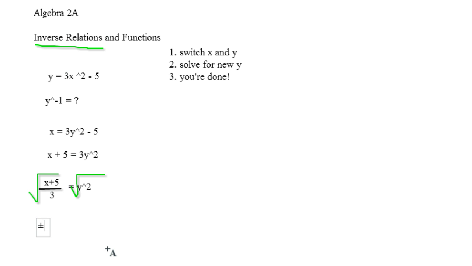So y equals plus or minus the square root of x plus 5 divided by 3. Okay, alright, so that's how you do it. You just do the inverse operations. And the best way to do it is to just work with this.